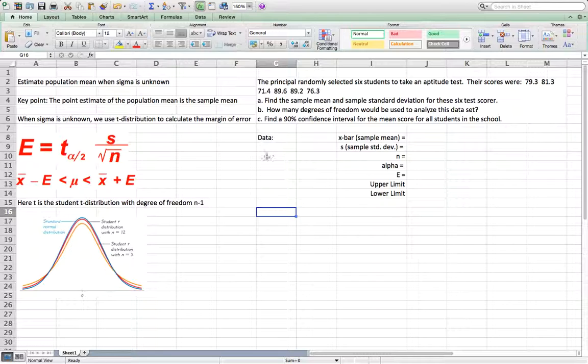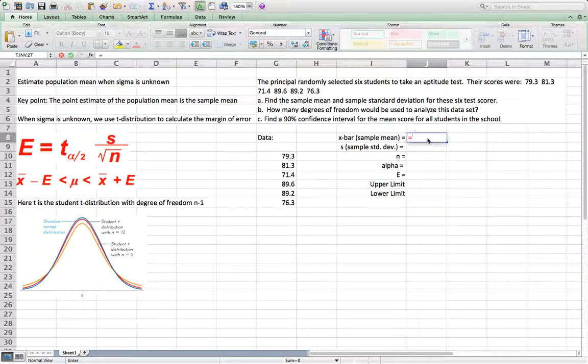Okay. Now, first step, we need to copy the data to Excel. So you have 79.3, 81.3, 71.4, 89.6, 89.2, 76.3. You have a total of 6 scores. Then you begin to calculate the sample mean. For the sample mean, you will use the average function. Then you just drag through your data range, then hit enter, and it calculates the average.